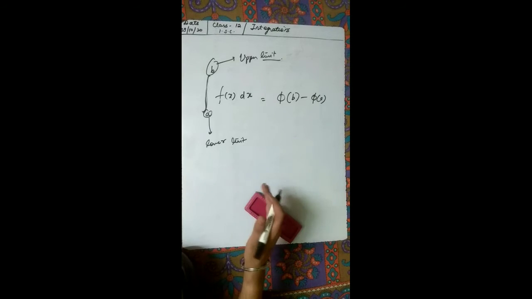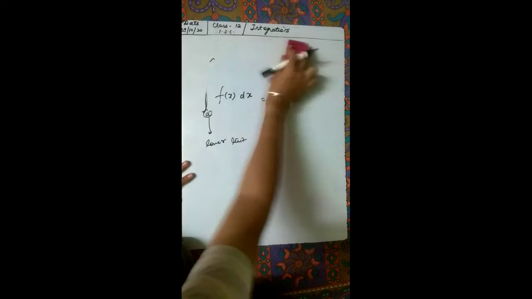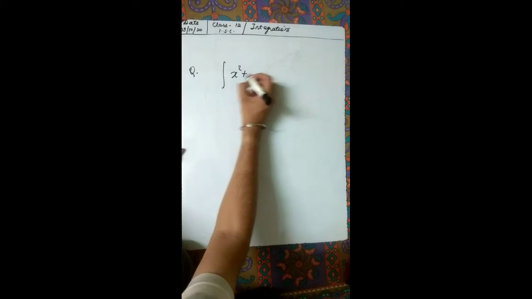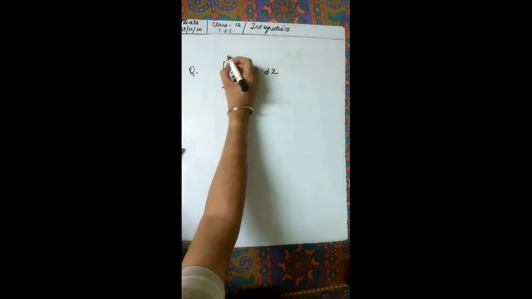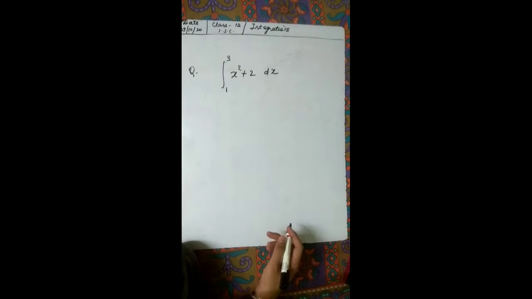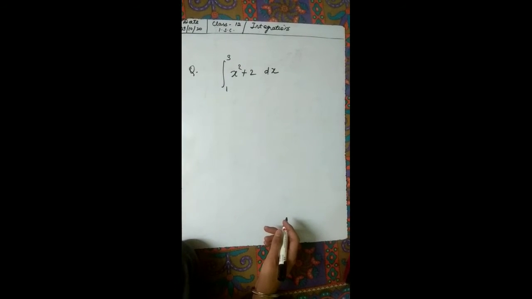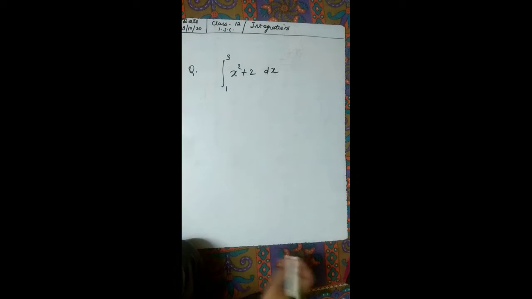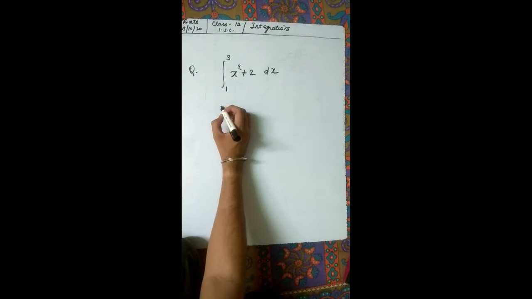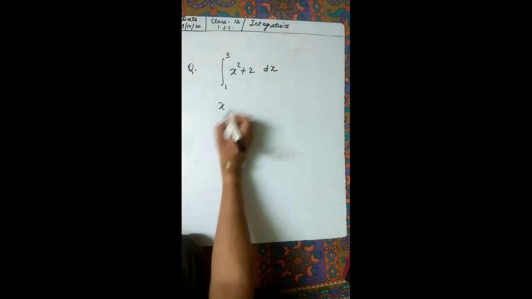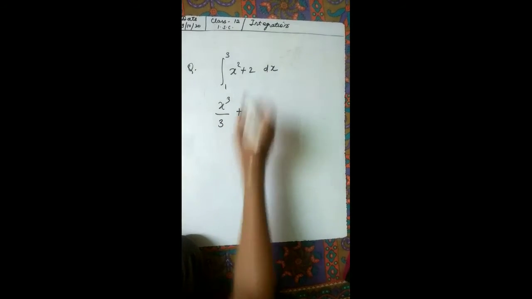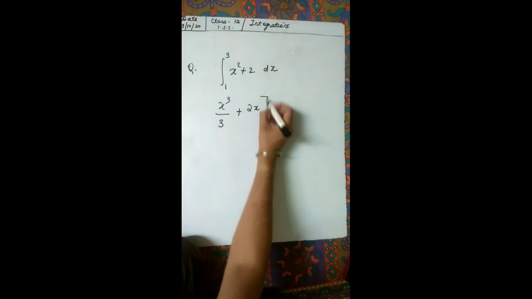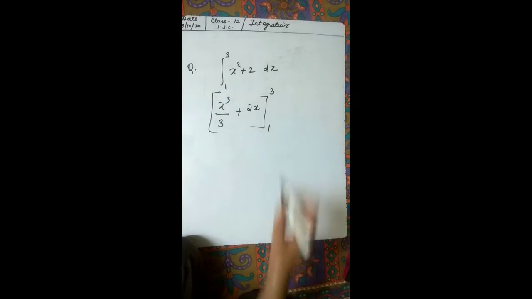I will explain the things with an example in the question itself. Let us take a question. Say for example, I'm taking the integral of x square plus 2 dx with limits 1 to 3. I need to find the value of this. First of all, you need to integrate x square plus 2. Integration of x square will be x to the power 2 plus 1 upon 2 plus 1, that is x cube upon 3, and integration of 2 will be 2x.